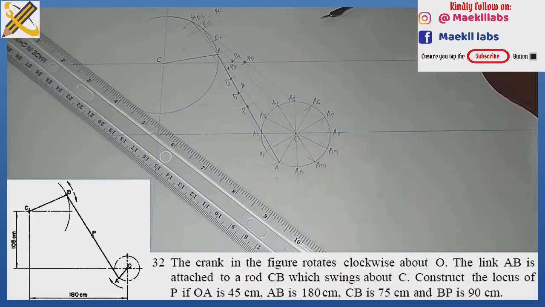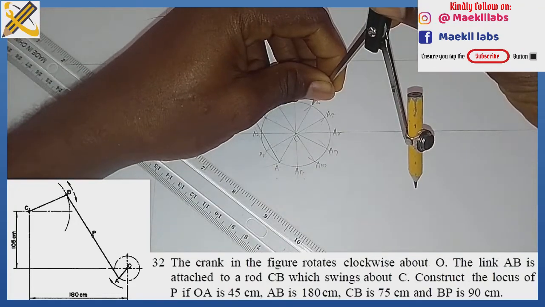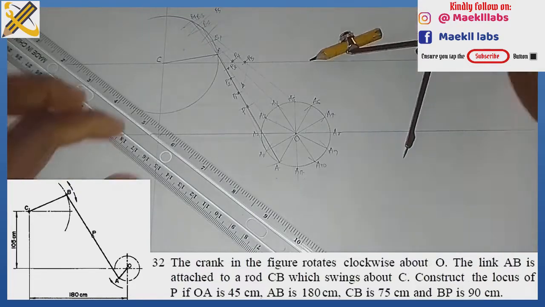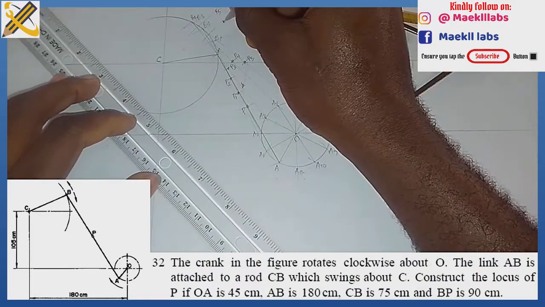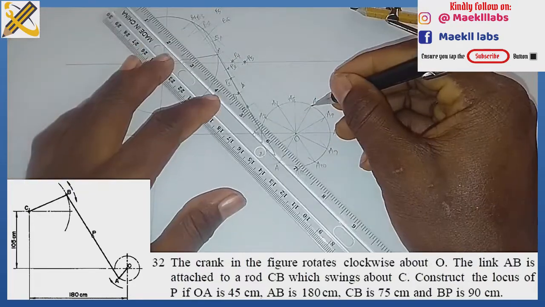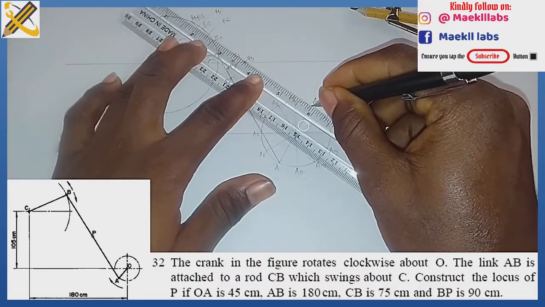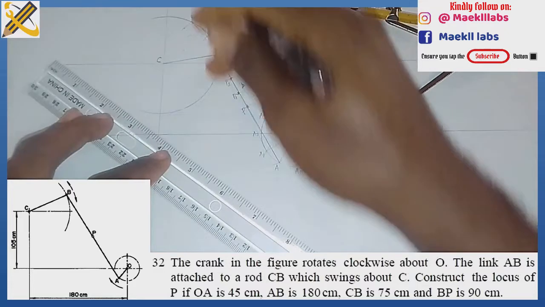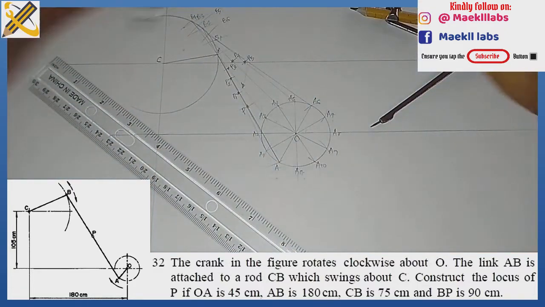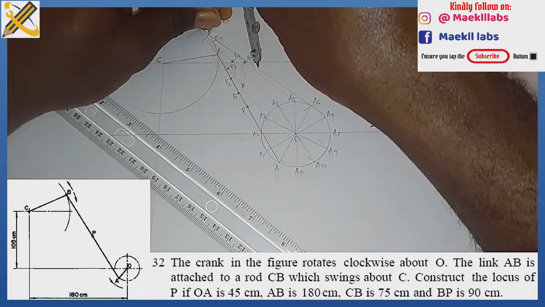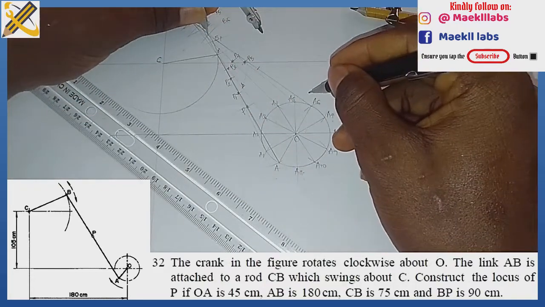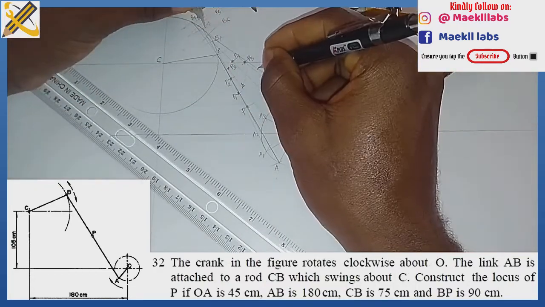From point A6 with the same length 90, I strike an arc. So here is my B6. From A6 to B6, right here, where the arc intersects with this bigger arc, that's my B6. Then from that position with mark 45, I strike on line B6, A6 to get my P6.